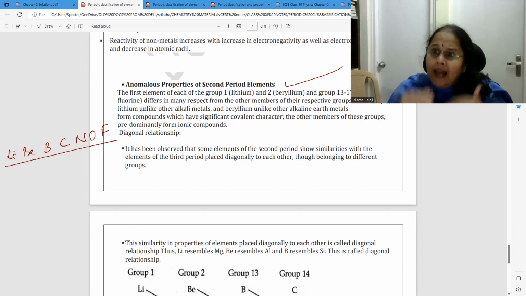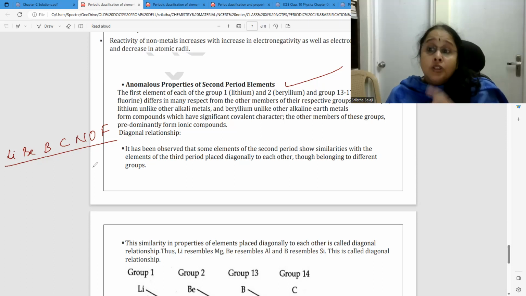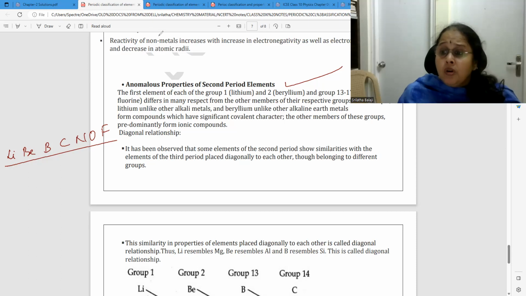Means every group is beginning. Like lithium onwards, your alkali metal starts. Carbon onwards, the 14 group element starts. Nitrogen onwards, the 15 group element starts. So the first member in the respective group will have a unique behavior, a different behavior compared to the rest of the elements. Okay. So this is due to two sets of reasons here. Observe this carefully.